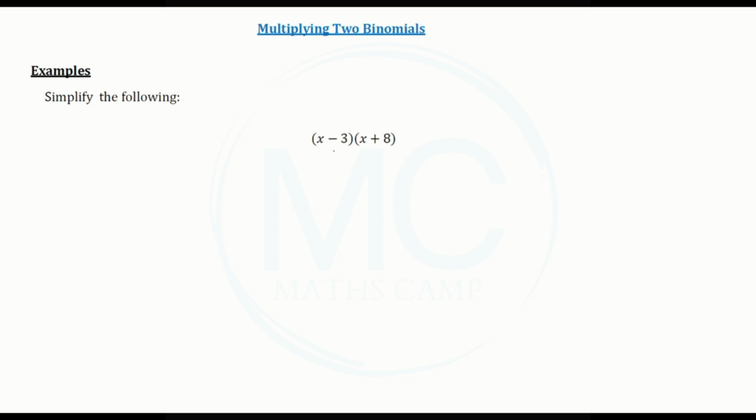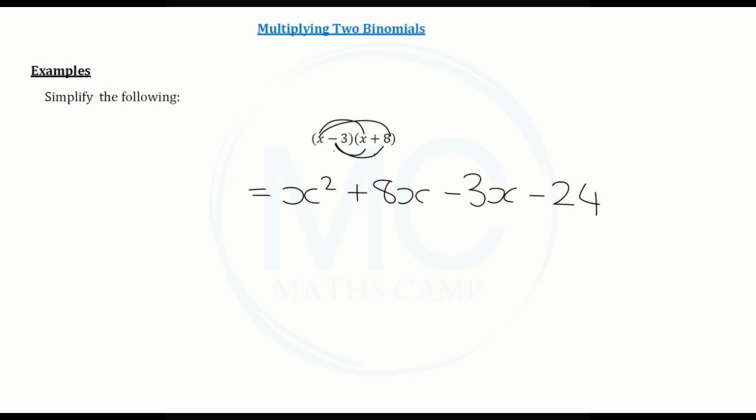Here we have a negative 3 and a positive 8. So we can say x multiplied by x, which gives us x squared. X multiplied by 8 gives us positive 8x. Negative 3 multiplied by x, negative 3x. And then we have negative 3 multiplied by positive 8, which gives us negative 24. Let's add our like terms. X squared. 8 minus 3 gives us positive 5x, minus 24.